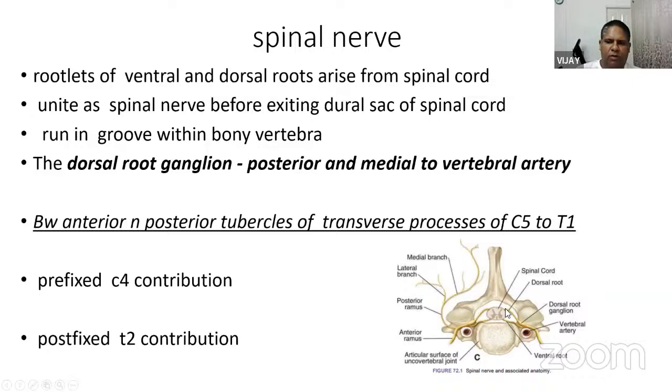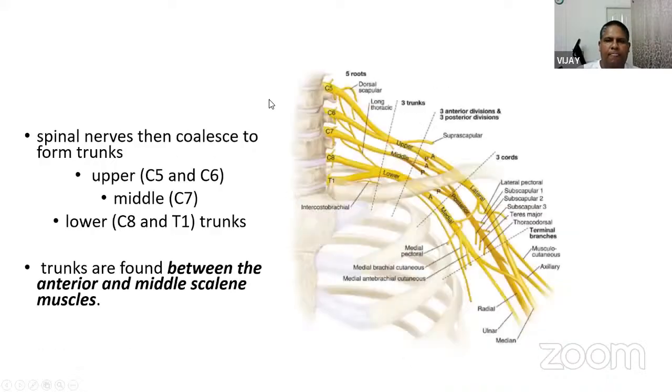These are the ventral roots, these are the dorsal roots. These both unite as a spinal nerve before exiting the dural sac of the spinal cord. They run in the groove within the bony vertebra, and the dorsal root ganglion is posterior and medial to the vertebral artery. You can see it posterior and medial to the vertebral artery, between the anterior and the posterior tubercles of C5 to T1.